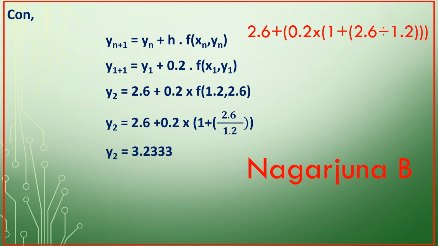And that answer, y2 is equal to 3.2333. That is, y of 1.4 is equal to 3.2333. That means the value of y at x is equal to 1.4 is 3.2333.